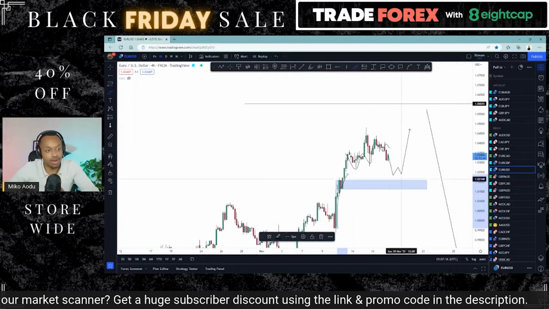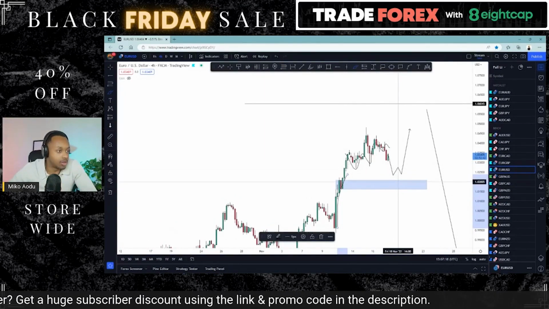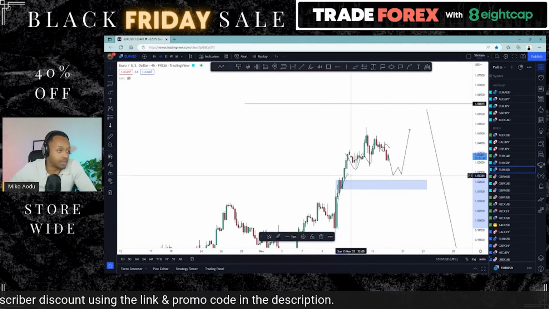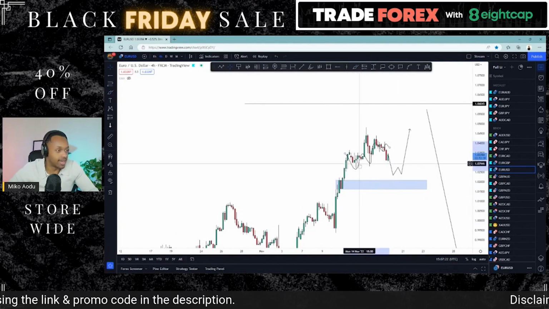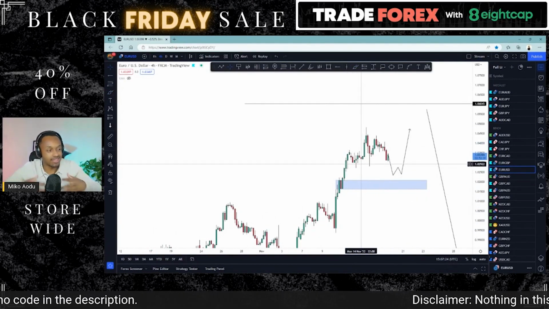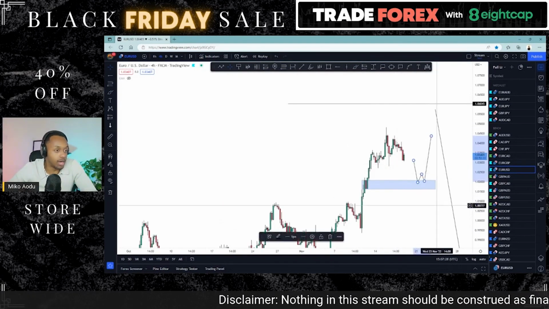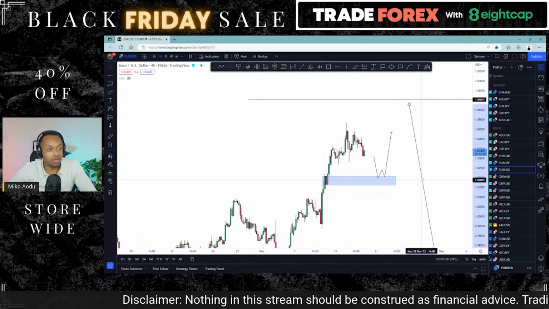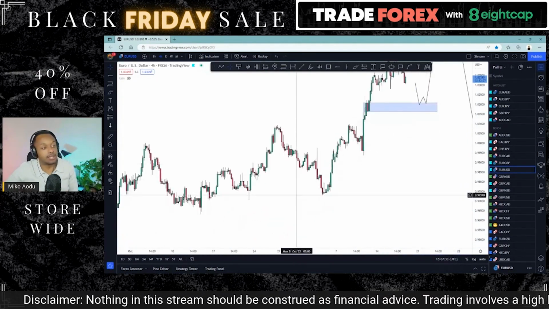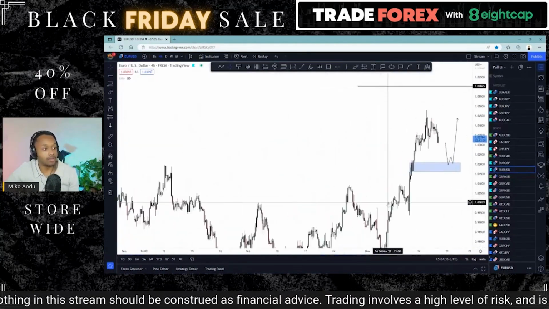So price right now is kind of running out of juice and looking to collect some more buys to go higher, if it wants to go higher at least. So right now it's correcting, consolidating, might see a move down, which is what I'll be looking for to buy it back up again. But long term, I can see Euro USD heading back down to the lows. But right now I'm a buy.